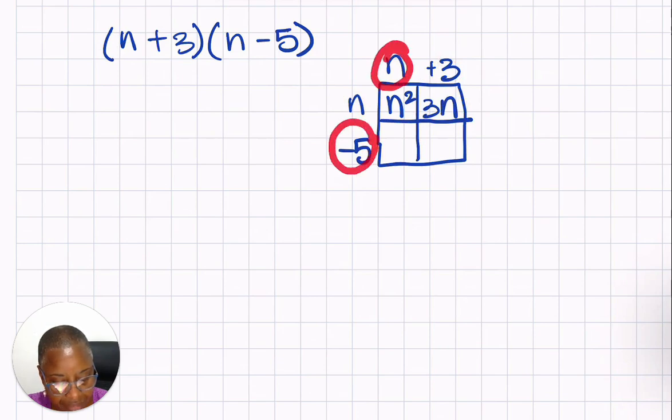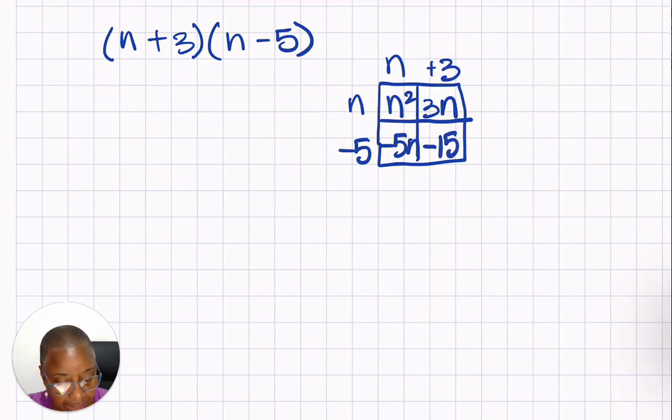n times negative 5 gives me negative 5n. Try to give myself more space. And negative 5 times positive 3, negative times positive, gives me a negative 15.